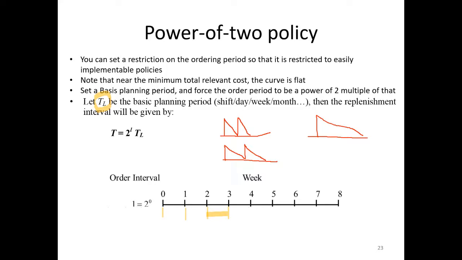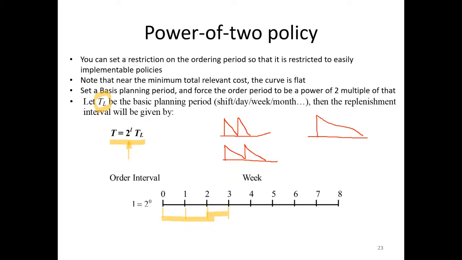And then for each individual inventory item, we adjust its optimal ordering cycle time such that it will be 2 to the power L, where L here is an integer value, times the basic planning period, which is T sub L. So for one item, for instance, I might choose L to be 0, and this means I will order every T sub L. Another item, and that's exactly the case that's presented here. So I will order every T sub L.